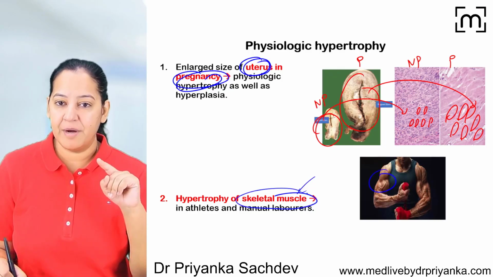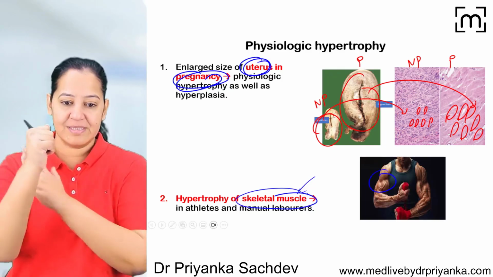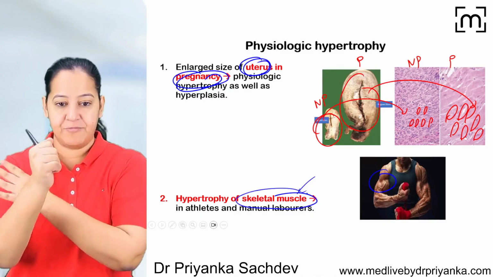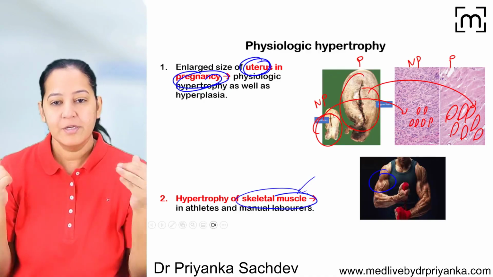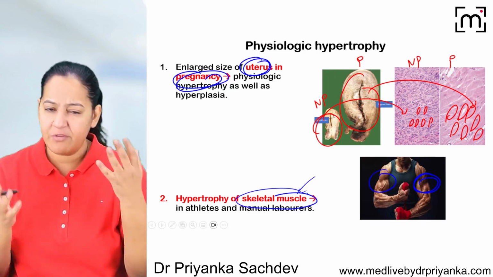Somebody among you does gymming. Why do we do gymming? What is the purpose? We want to increase the size of the bicep, tricep, and deltoid. And if someone is doing very laborious work, the size of the bicep and tricep increases. Have you ever thought why?